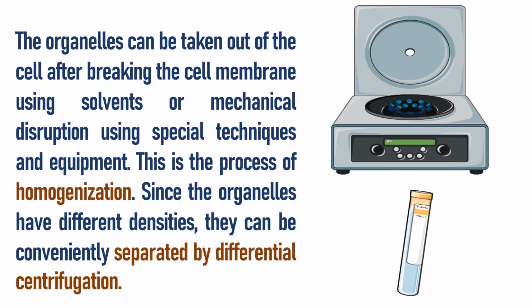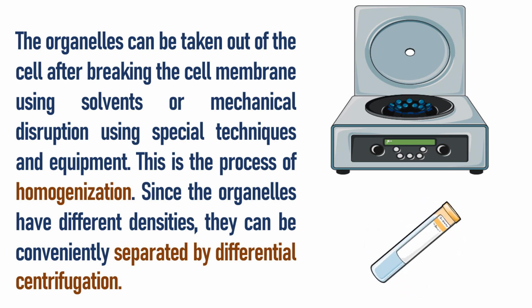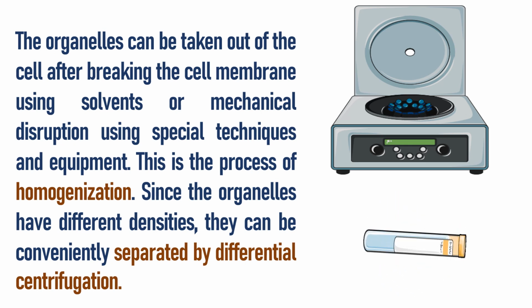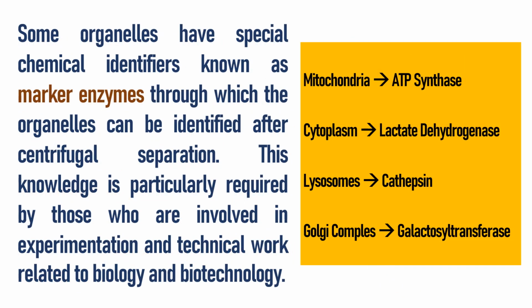The organelles can be taken out of the cell after breaking the cell membrane using solvents or mechanical disruption using special techniques and equipment. This is the process of homogenization. Since the organelles have different densities, they can be conveniently separated by differential centrifugation. Some organelles have special chemical identifiers, known as marker enzymes, through which the organelles can be identified after centrifugal separation.